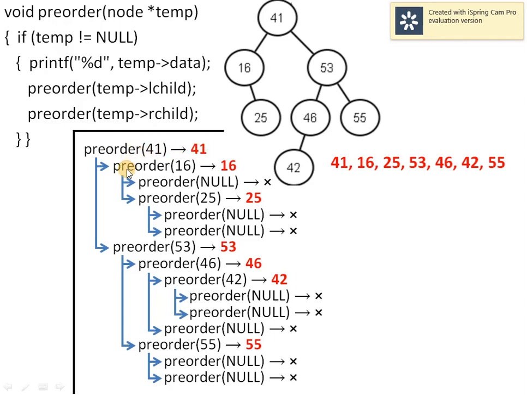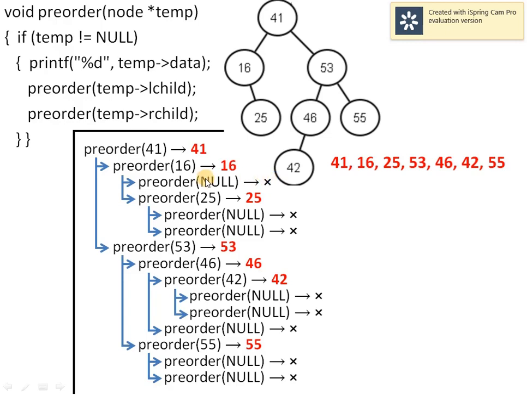After that, we will call the pre-order function for the left child. So left of 41 is 16. So 16, yes, it is existing, it is not null. So 16 will be printed. Then we have to call pre-order for the left of 16 first. So left of 16 is null. So the function will not be executed.